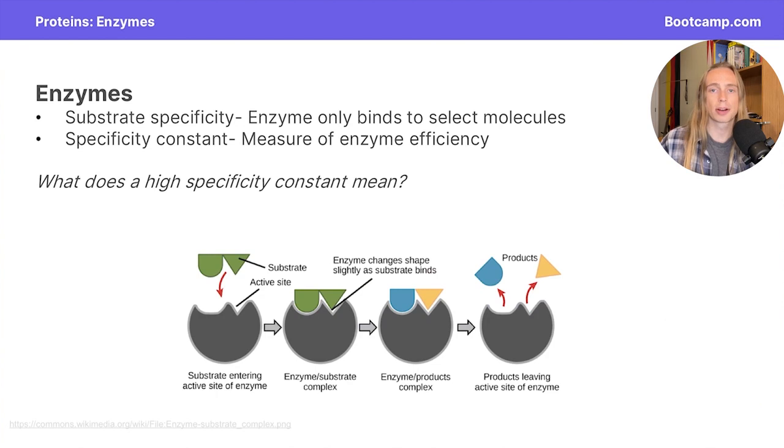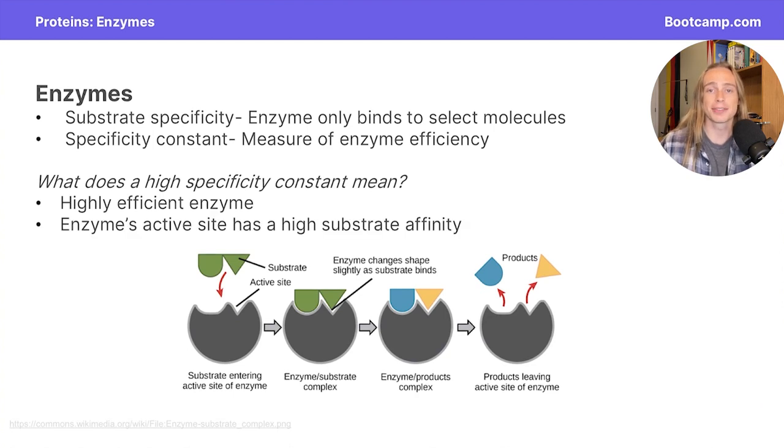So hopefully you remember that there are quite a few different amino acids and many of them have specific properties. The specific properties of these amino acids mean that they will only interact with some molecules. This gives us the term known as substrate specificity. This term basically is what the name implies, and that the enzyme will only bind to specific molecules. The specificity constant then is just a measure for how well an enzyme is going to bind to something. So what does it mean then for an enzyme to have a high specificity constant? And perfect, so this is just going to mean that the active site in the enzyme has a high affinity for its substrate. This means the enzyme is going to be highly efficient.